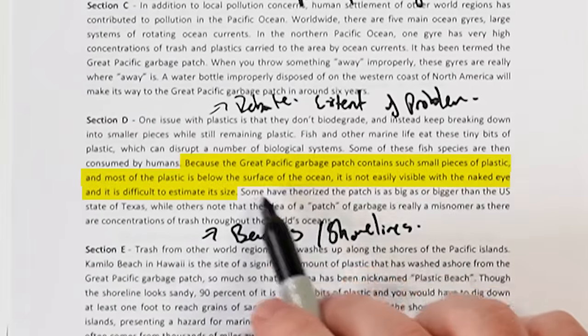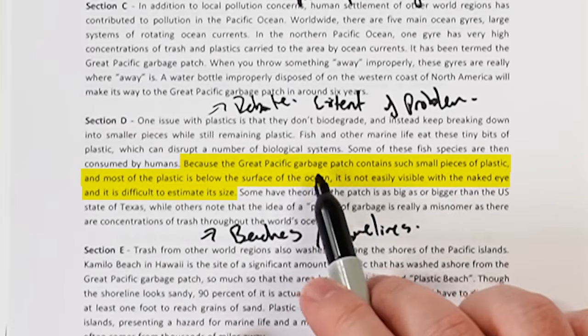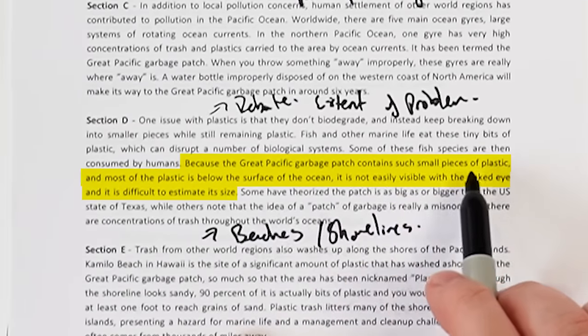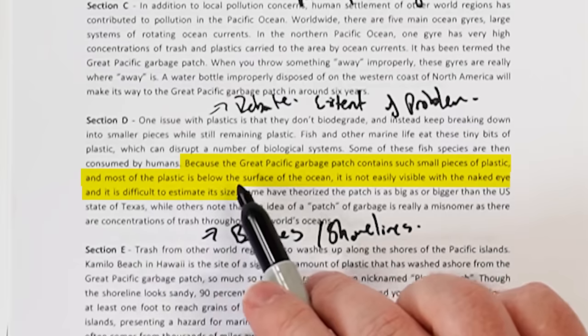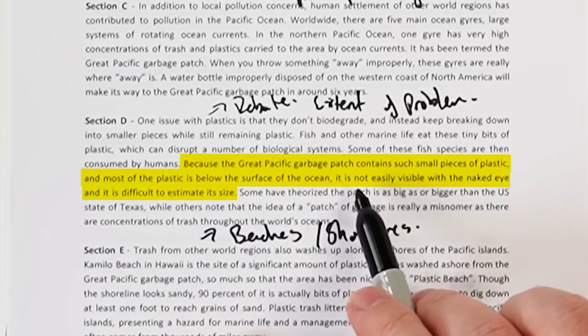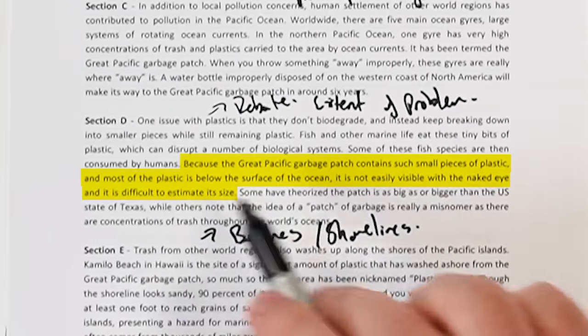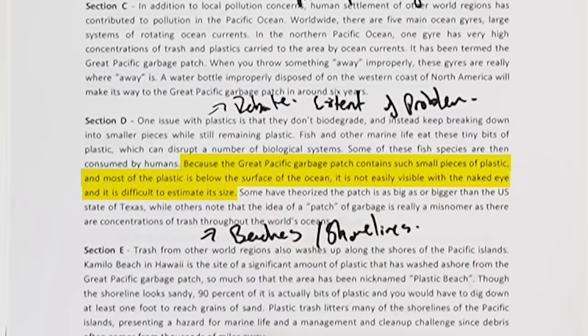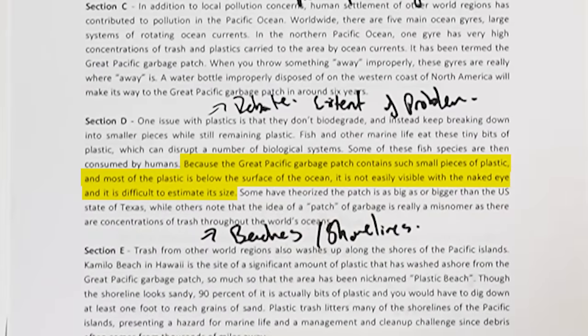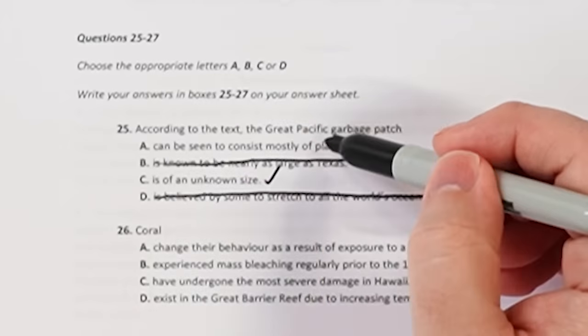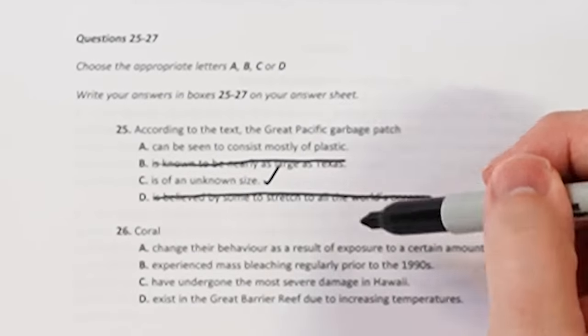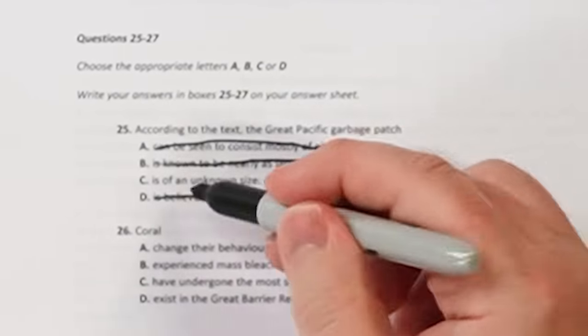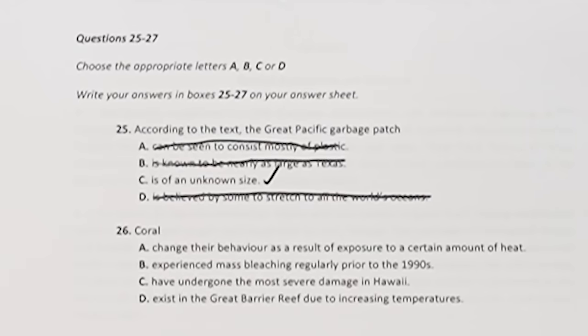So if we go back and we read around this area, because of the Great Garbage Patch contains such small pieces of plastic, and most of the plastic is below the surface of the ocean, it is not easily visible with the naked eye, and it is difficult to estimate its size. So we can't see it properly. So it's probably of unknown size, can be seen to consist mostly of plastic. Doesn't really talk about that. So we can say that it is C. And then we repeat that process.